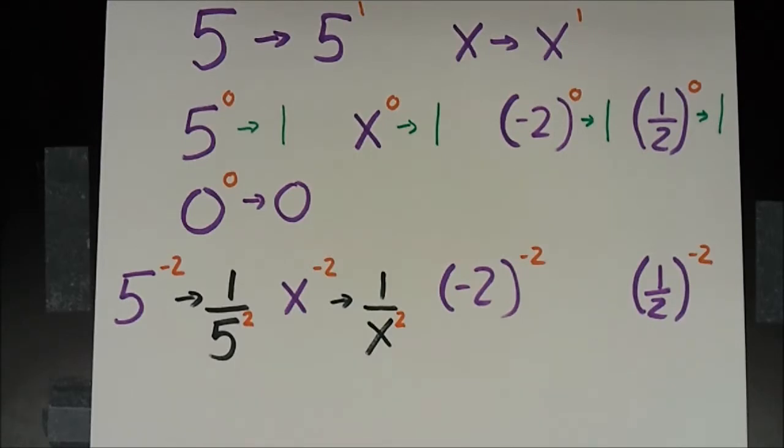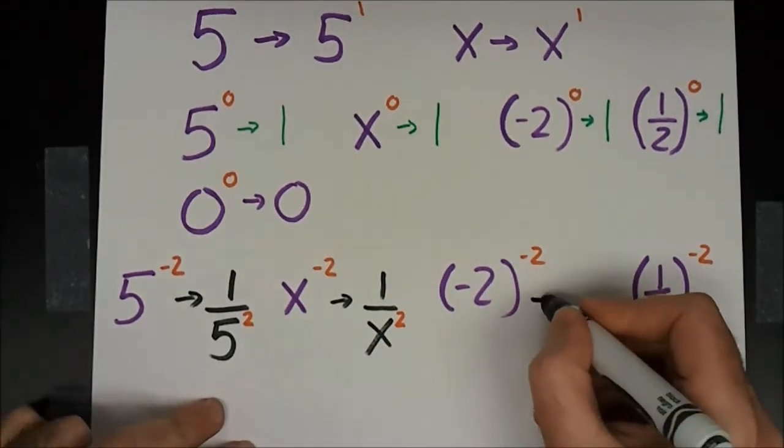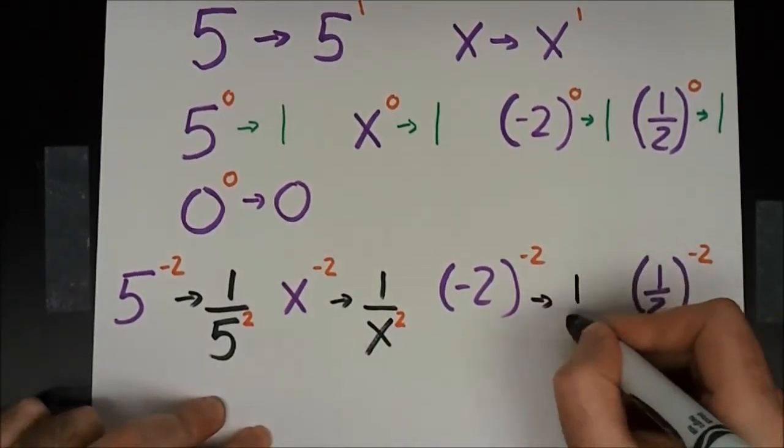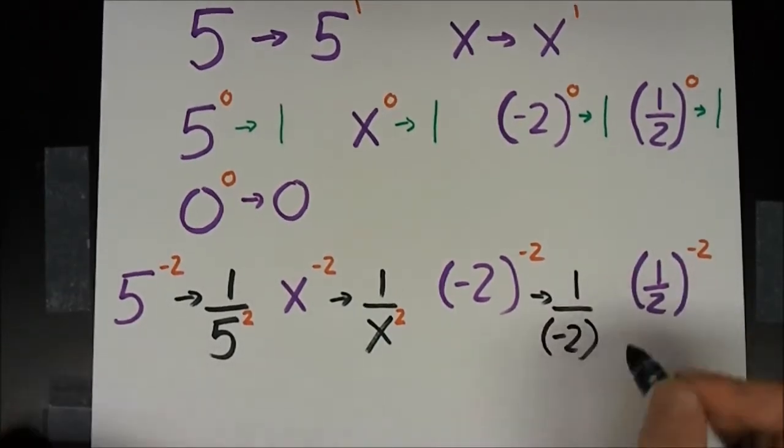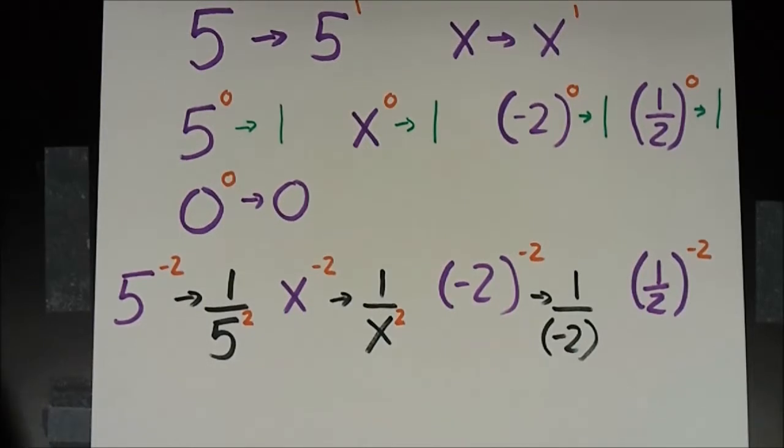Here, similar thing happens. 1 over negative 2. The parentheses stay, the parentheses don't go anywhere. And the exponent also doesn't go anywhere. So that's that. And the last one, I'm kind of running out of space here, so I'll just write it beneath.